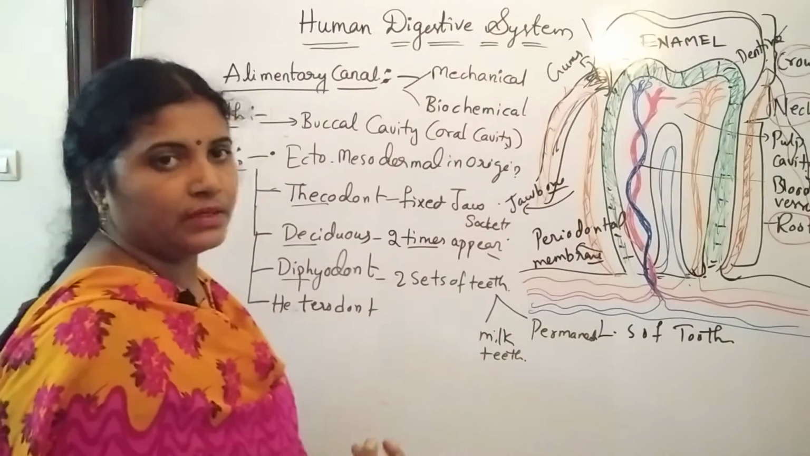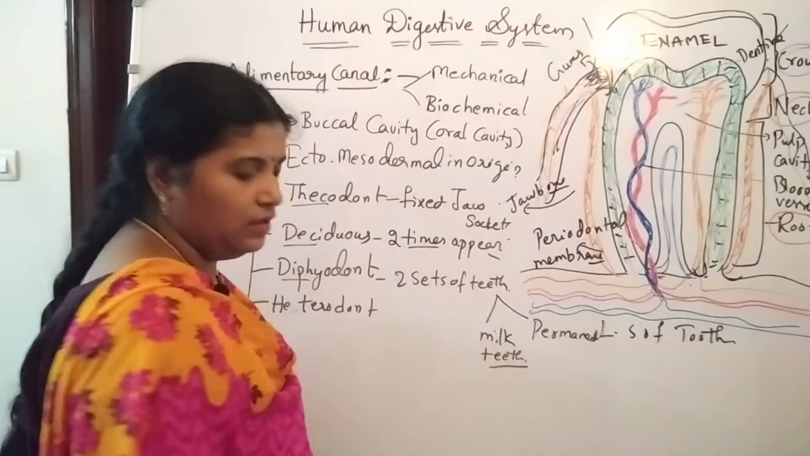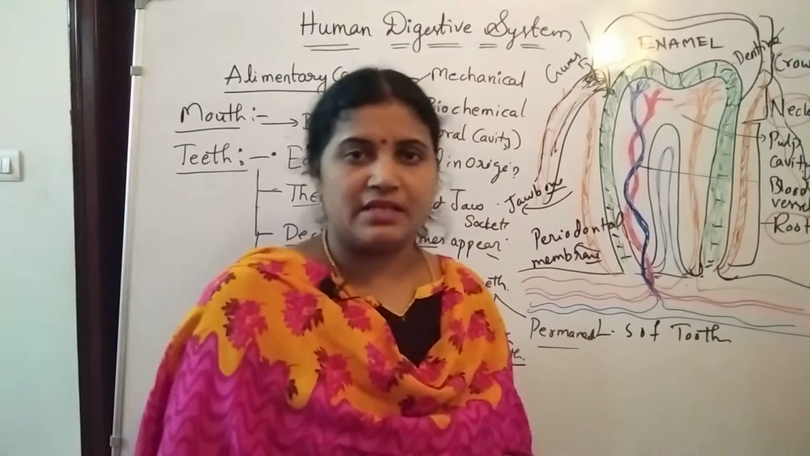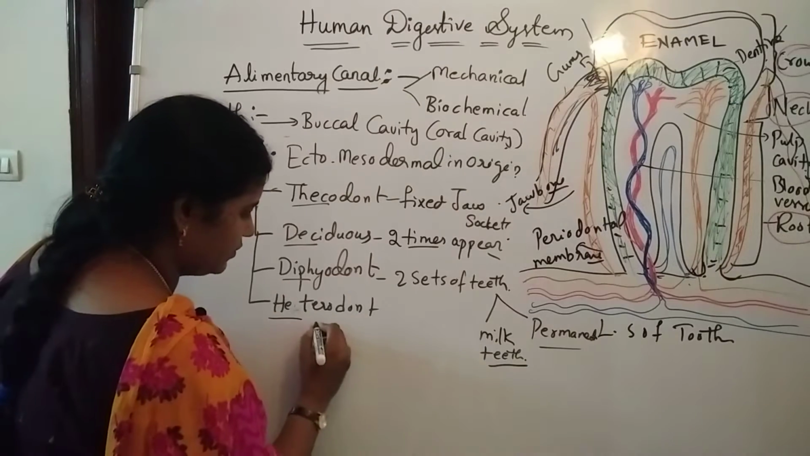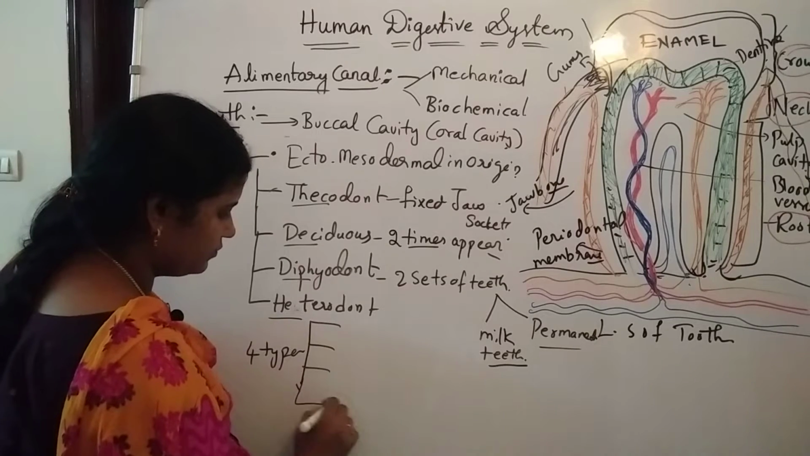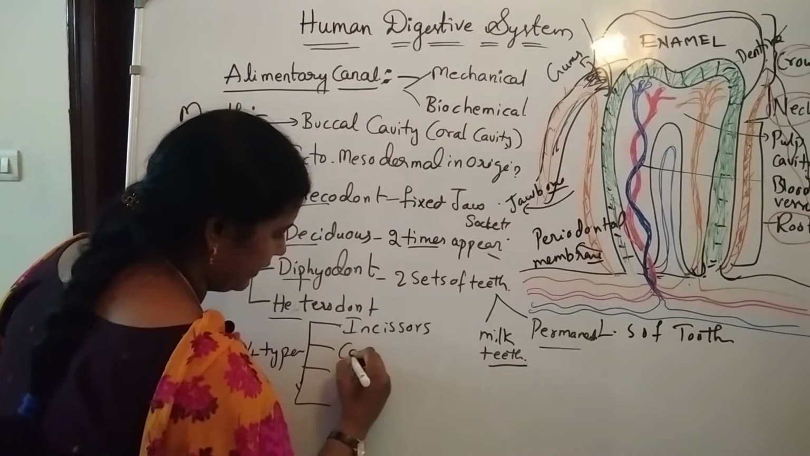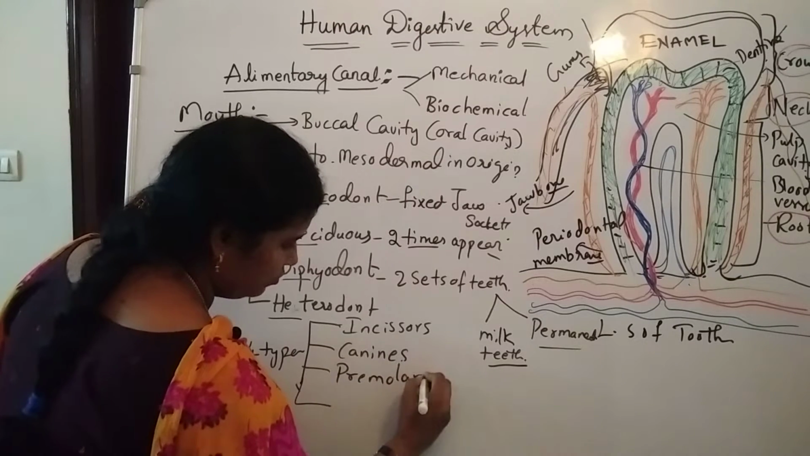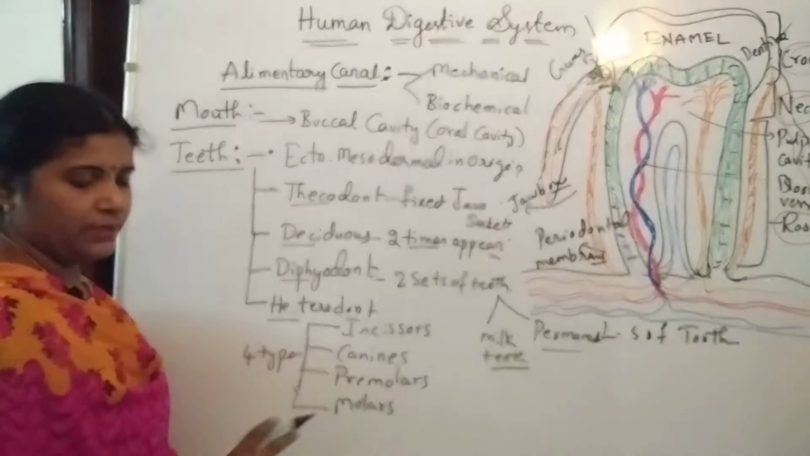Milk teeth and permanent teeth means, till 6 to 7 years we used to get the milk teeth, and after that the milk teeth are replaced by the permanent teeth. And heterodont, 4 types of teeth are present. So how many types of teeth are present here? 4 types of teeth. First one is the incisors, canines, premolars and molars.